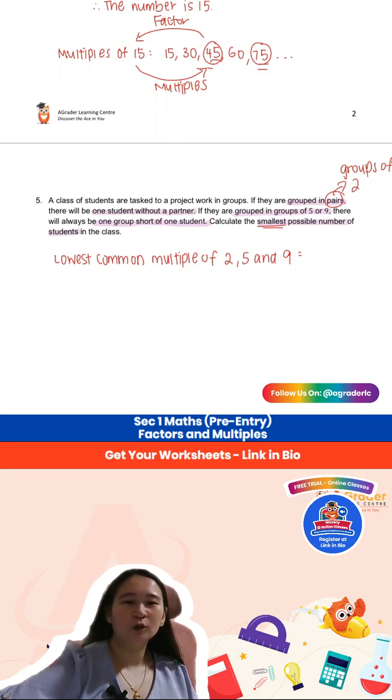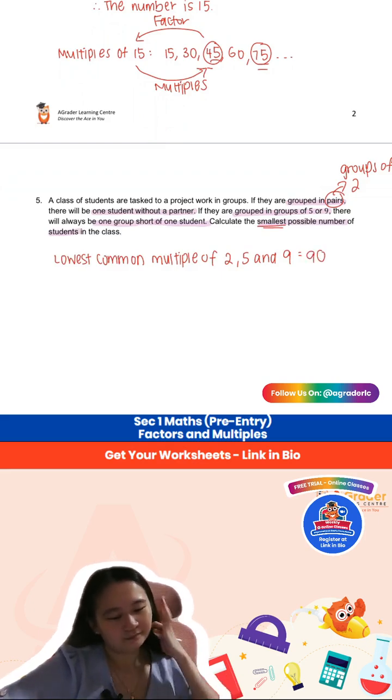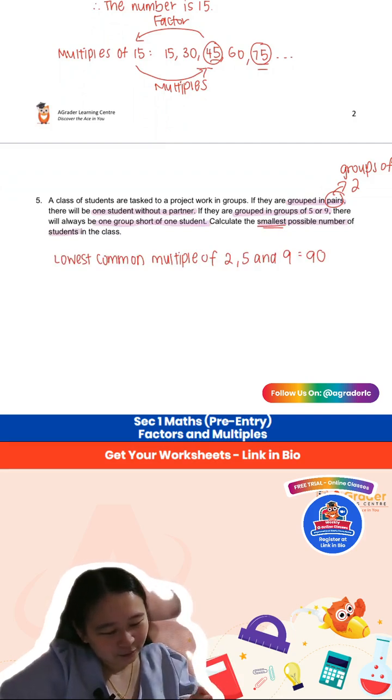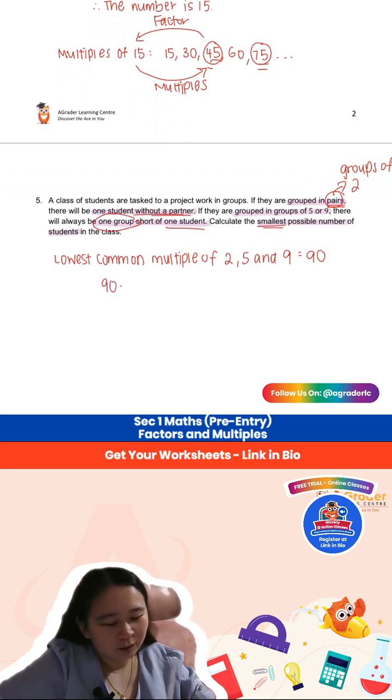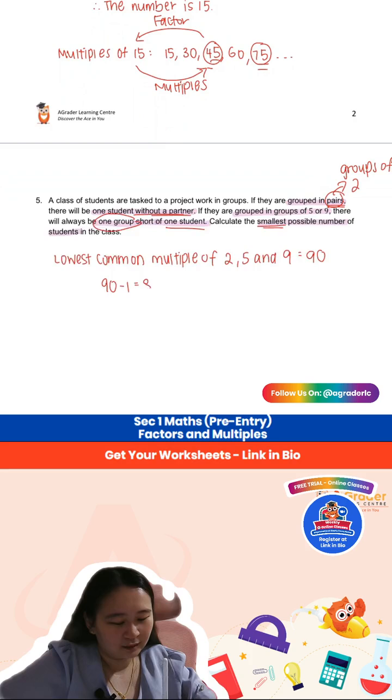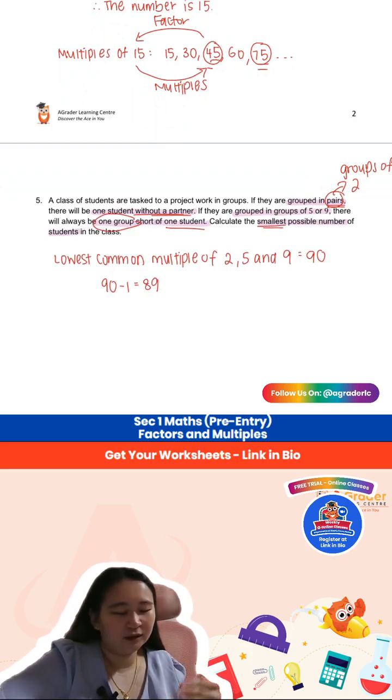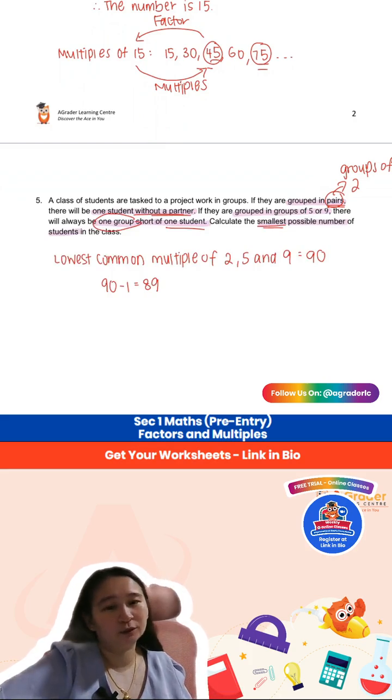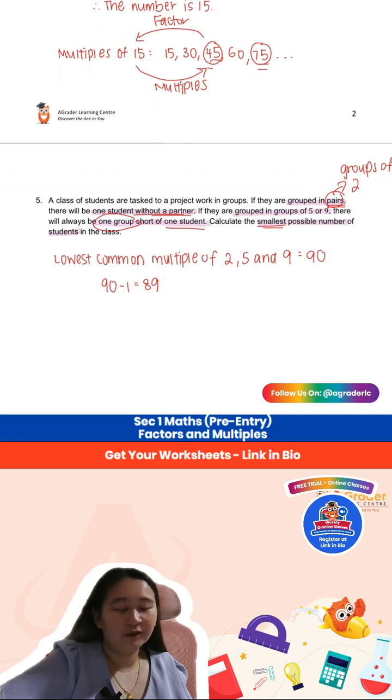So what is the lowest common multiple of 2, 5, and 9? Yup, 90. So you know that there'll be one group short of one student, or even when it's in pairs, there'll be one student without a partner. So we just need to take the lowest common multiple and then you minus by 1. Okay? So in all these situations whereby if it's in pairs, you're short of one number. If it's in groups of 5 or 9, there'll also be a short of one number.